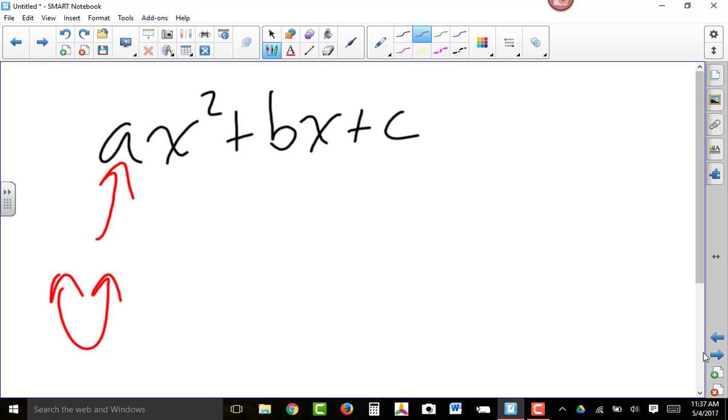Is everybody okay with that? So if it's positive, it's opening upward. If it is negative, it is facing downward, okay? So if it's positive, it's a happy face, and if it's negative, it is a frowny face. So anyway, that's a quick reminder.